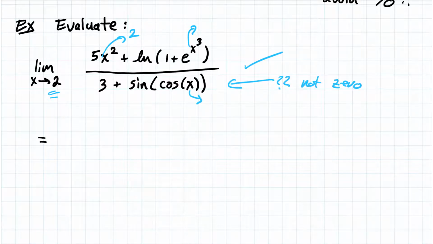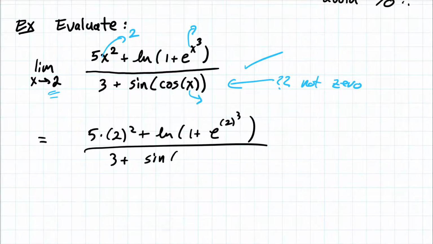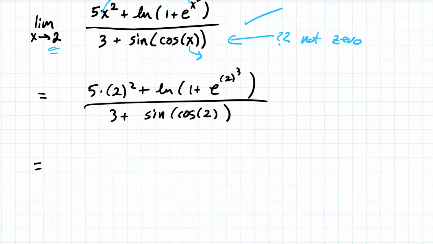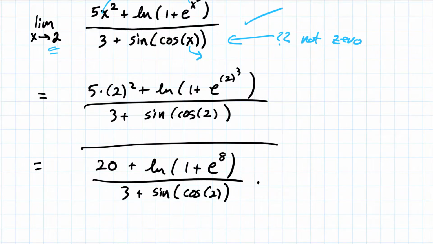So the answer will just be 5 times 2 squared plus the log of 1 plus e to the 2 cubed, all over 3 plus the sine of the cosine of 2. And there isn't a lot of simplifying you can do here. Let's see, you've got 4 times 5, so that's 20, plus the log of 1 plus e to the 8, all divided by 3, plus the sine of cosine of 2. And that's it. That's the answer.